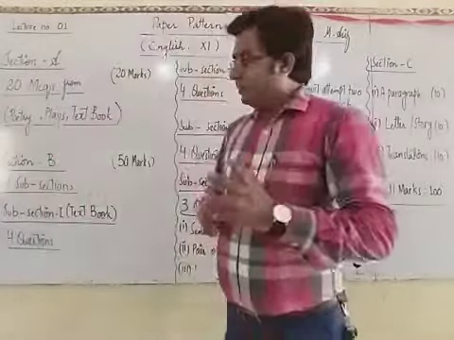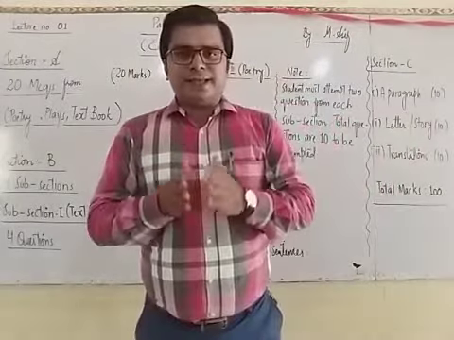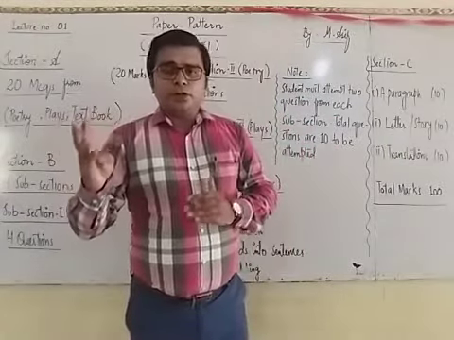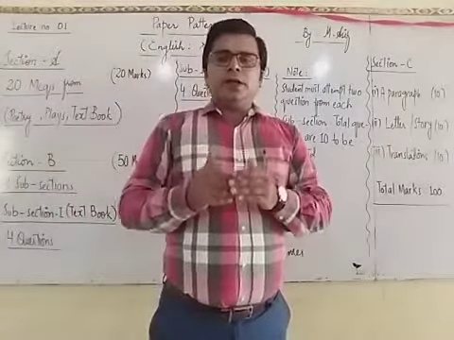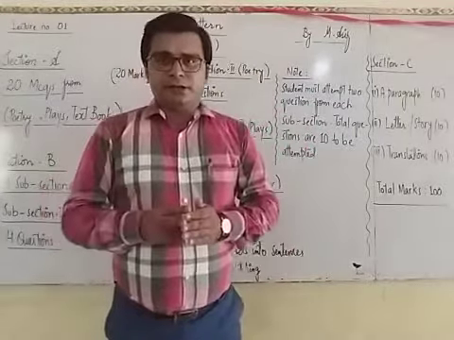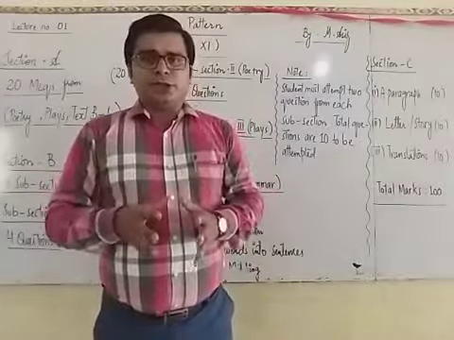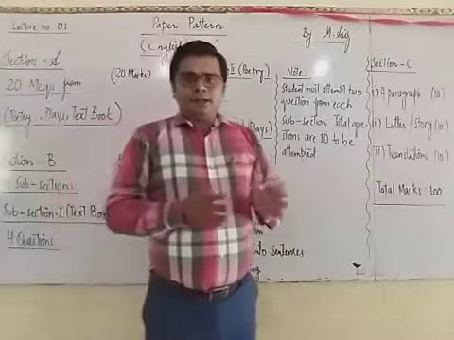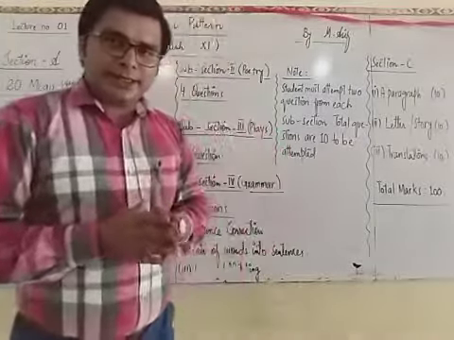So once again I am repeating the whole strategy. You have 3 sections in first year English. Section A, 20 MCQs that are asked from poetry, prose, plays and the textbook. Section B, you have 4 subsections and you will have to attempt 10 questions, and 2 questions from each subsection are mandatory, and the other 2 questions are up to you from any section. Whatever you want to attempt from wherever, you can do. And at the last you have section C, 3 questions with no choice, and each question carries 10 marks.